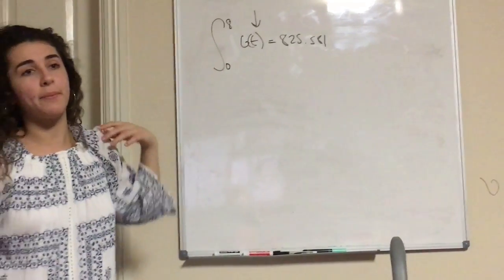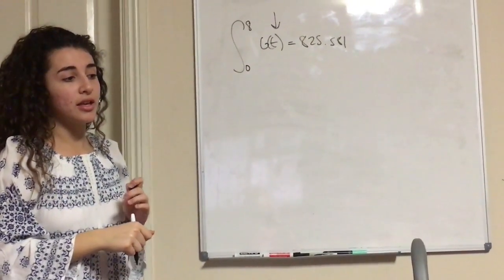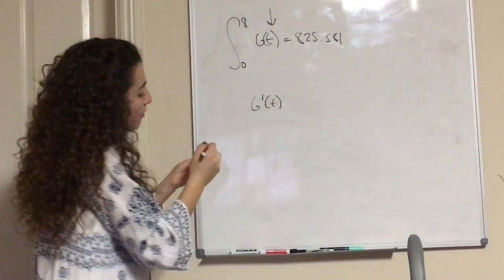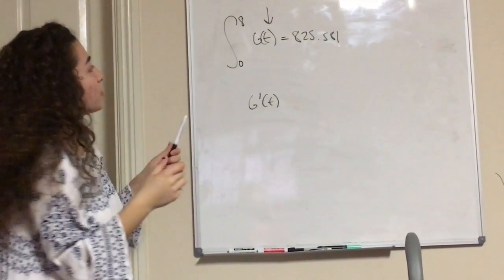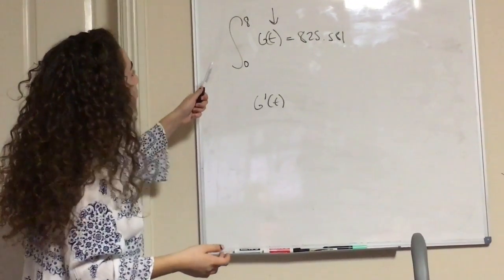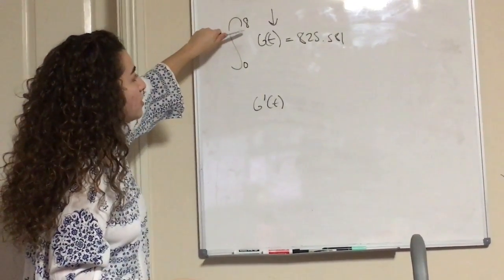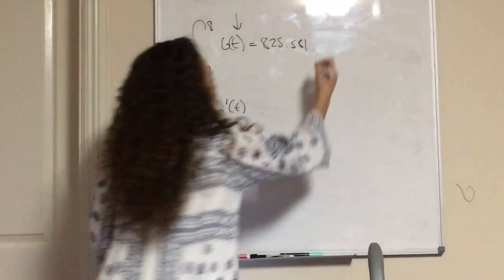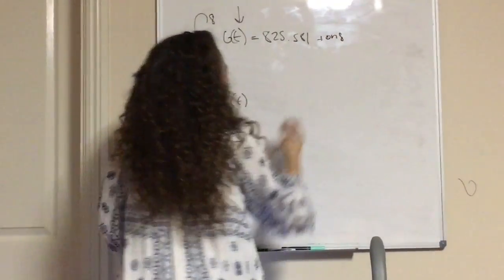We're doing the integral because we're not trying to find the rate of the gravel arriving, but we're trying to find the amount of gravel arriving from time 0 to 8. So we have to do the integral of G of t. To finish off, the units for this is tons.